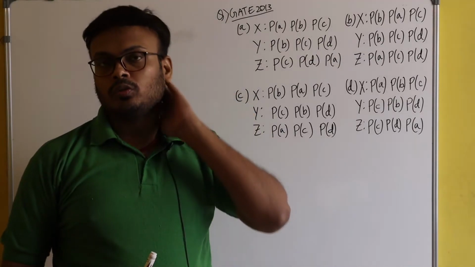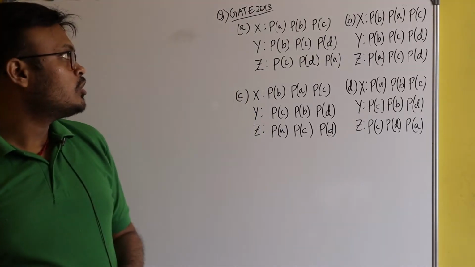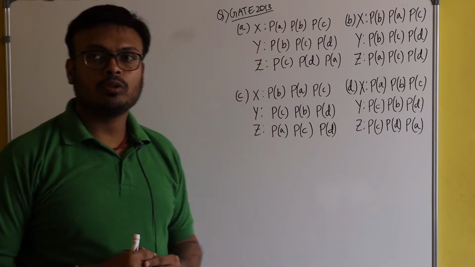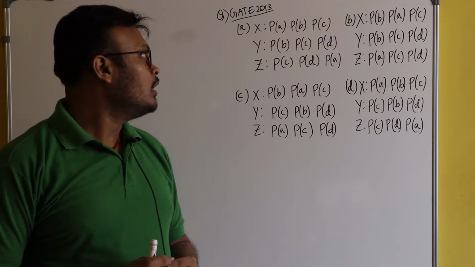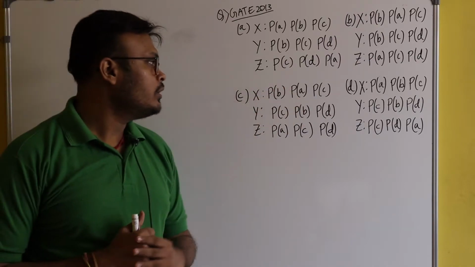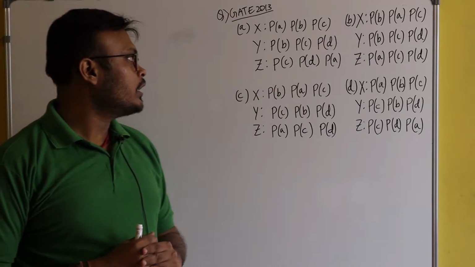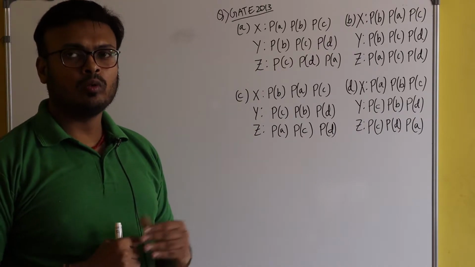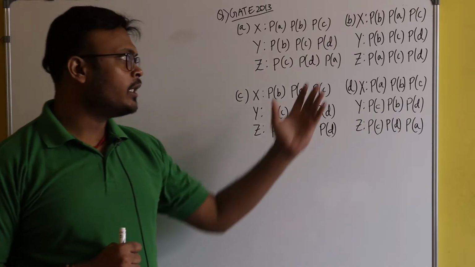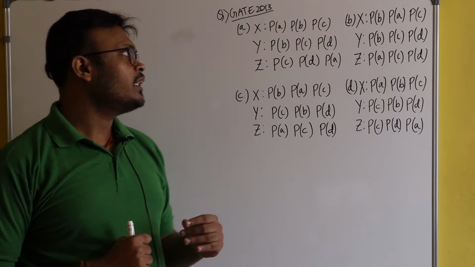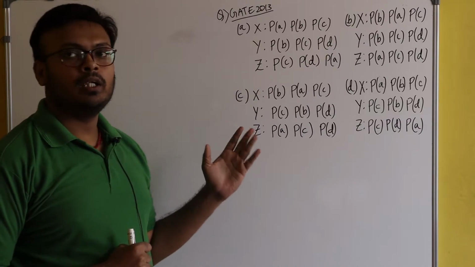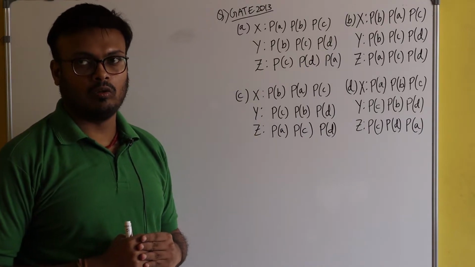Hi. So, today we will solve one GATE question that came in the year 2013. Here you can see the question. I have not written the question completely, but I will tell you what was there in the question, or you can Google it and you will get this question. They have asked you to select the option in which there is no deadlock at all.